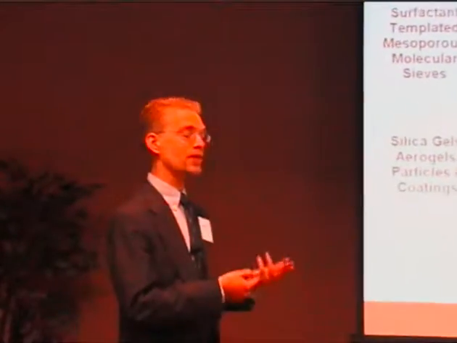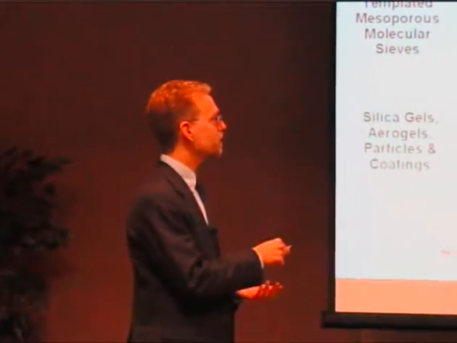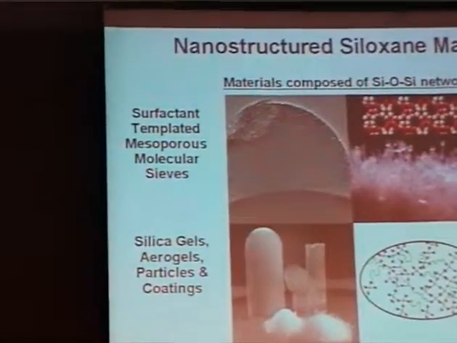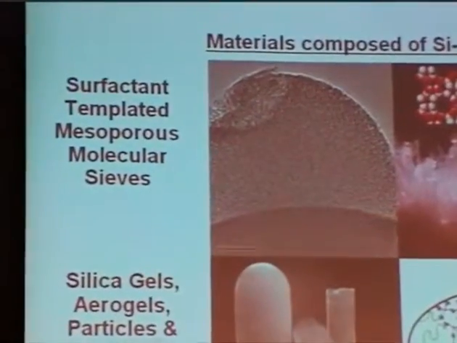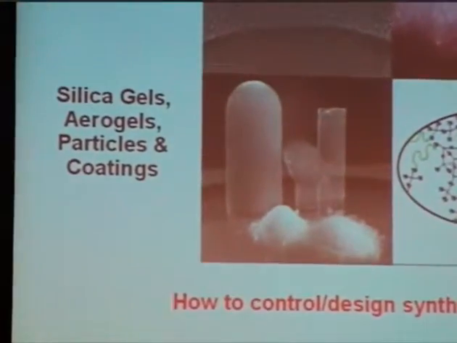So for example, the kinds of materials are zeolites, these surfactant templated molecular sieves, and this is an example of a particle, and this is what I'll be talking about today. But we're also interested in materials like aerogels that are just very low density, high surface area materials, and organically modified ceramics.